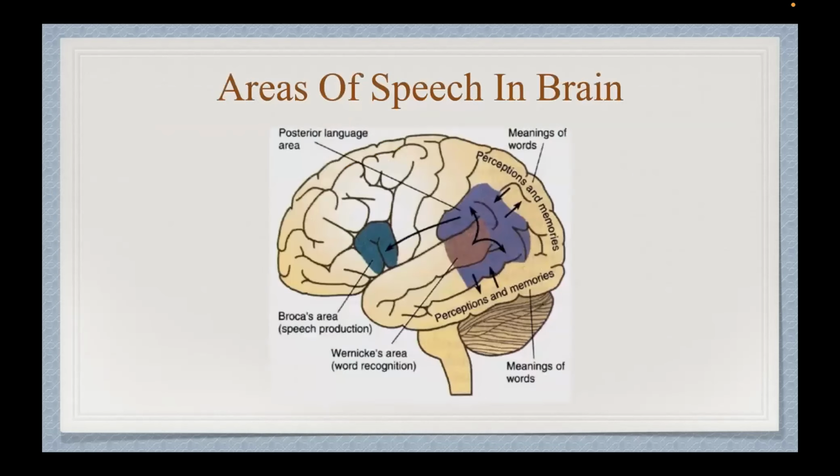And this is just a picture to understand the areas of speech in the brain. You can see Broca's area, Wernicke's area, and areas for words, perceptions and memories. So damage to any part of these areas would cause a speech disorder.